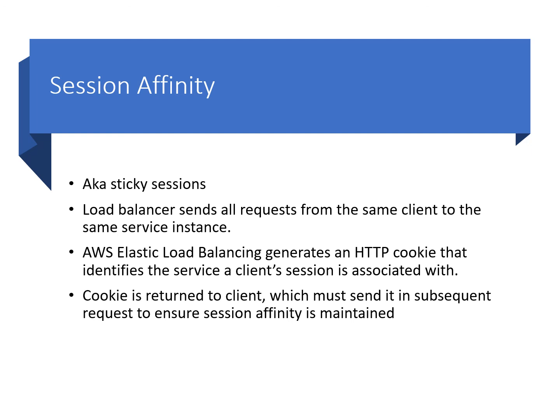For example, HAProxy provides a comprehensive set of capabilities to maintain a client on the same service, even in the face of node additions, removals, and failures. The AWS Elastic Load Balancing technology generates an HTTP cookie that identifies the service a client session is associated with. This cookie is returned to the client, and the client must send it in all follow-up requests to ensure session affinity is maintained.